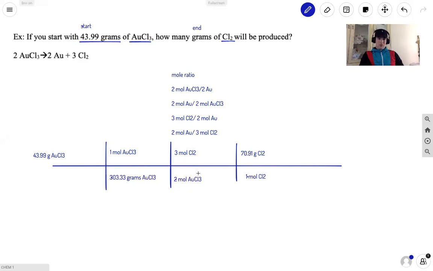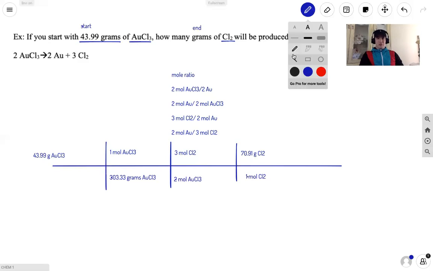I'm crossing over from gold trichloride to dichloride, Cl2. So my bridge right here, I have moles of Cl2 over here, so I bring moles of Cl2 down here. And I know for every 1 mole of Cl2, there's 70.91 grams in that molar mass. I put 70.91 grams of dichloride here because look, I'm ending in grams of dichloride. So this is how I set up the problem, because my answer is going to be in grams of dichloride. So I leave that here.